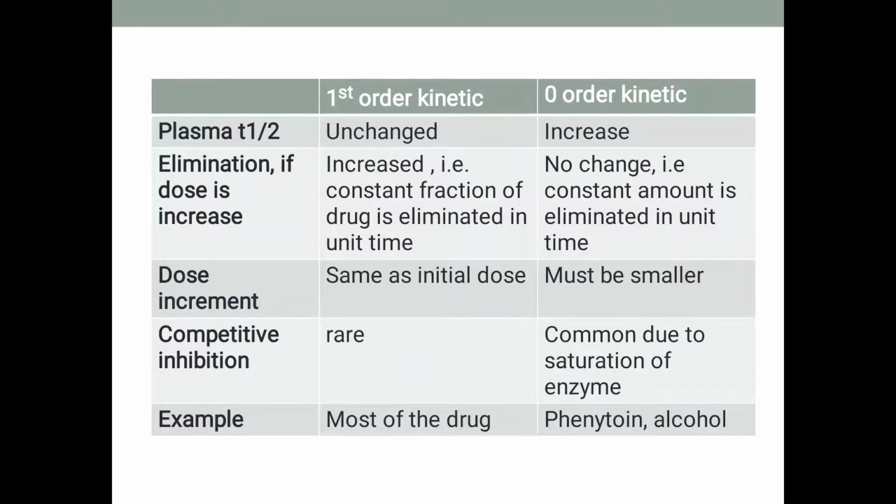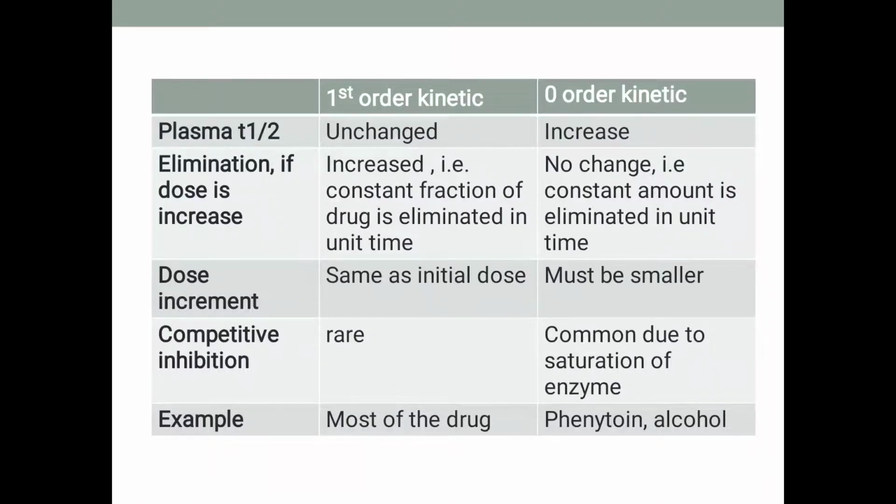Okay, what happens to elimination if doses increase? If we increase the dose in first order, then elimination is increased, because a constant fraction of the drug is eliminated. So if we increase the dose, the elimination increases because a constant fraction is going to be eliminated. In zero order kinetics, if we increase the dose, there is no change in elimination, because a constant amount is fixed. The same amount is going to exit. If you increase the dose, there is no change in zero order kinetics.